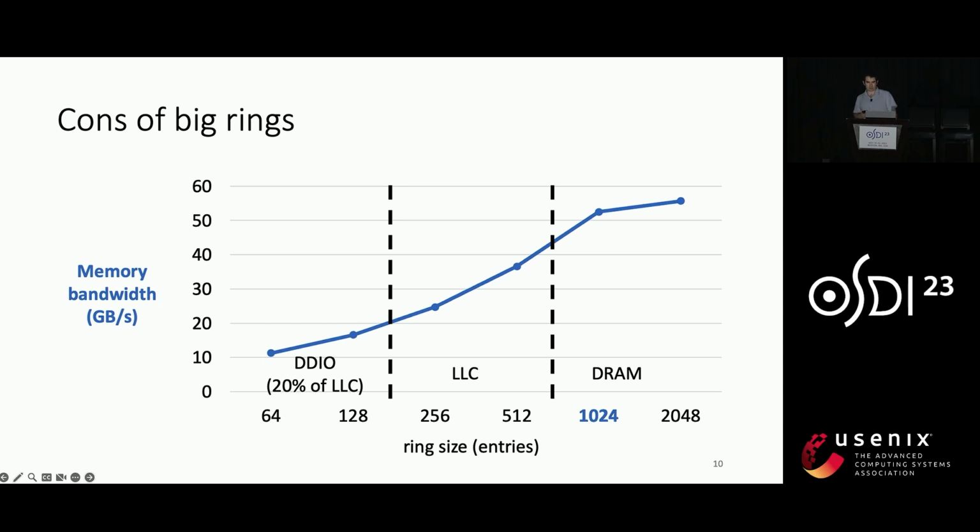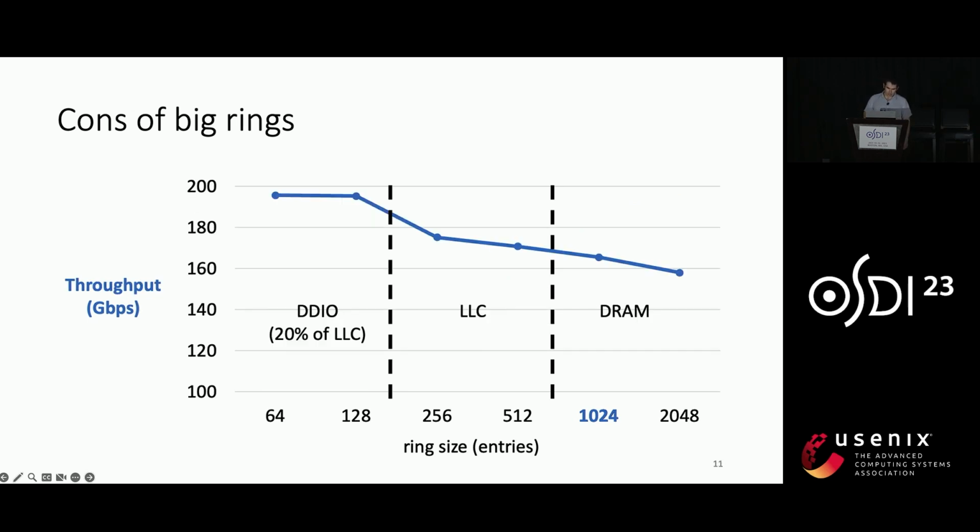But memory bandwidth is only a secondary metric. What about throughput and latency? So when looking at the throughput of the same experiment, we can see that small links reach line rate speeds of about 200 gigabits per second. Larger links, whose working set exceeds DDIO, have up to 20% lower throughput. This is caused by high memory bandwidth, which slows down both the NIC and the CPU memory accesses.